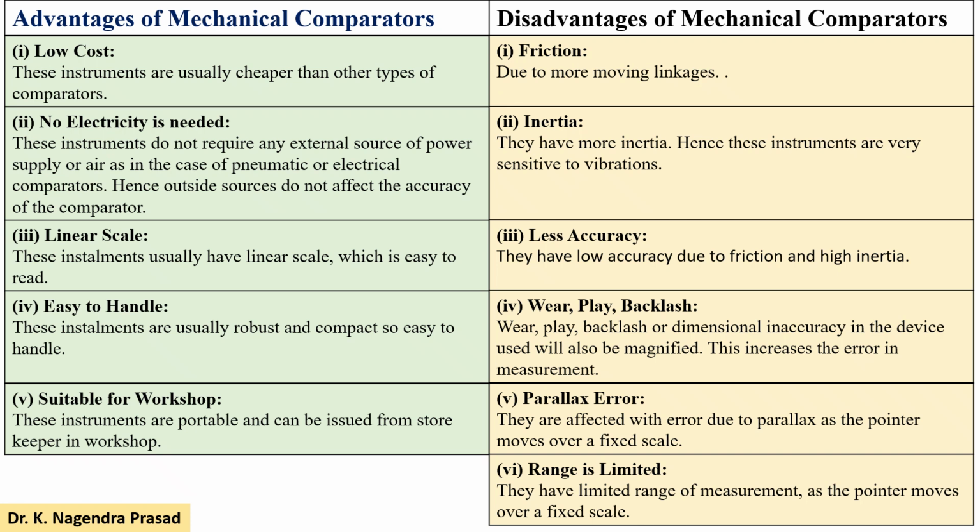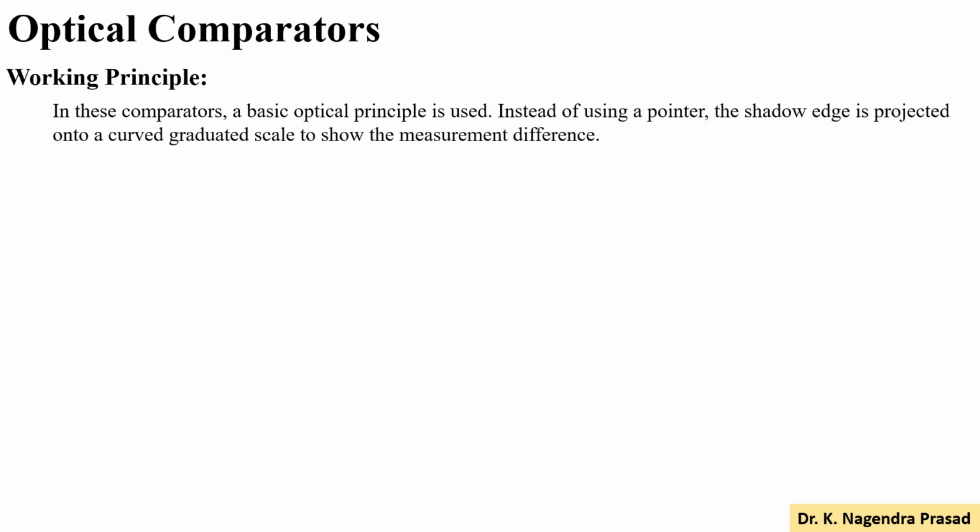So next we move to the optical comparators. First we will discuss the working principle. In optical comparators, a basic optical principle is used. Instead of using a pointer, the shadow edge is projected onto a curved graduated scale to show the measurement difference. So in optical comparators, we are not using the pointer. Instead, the shadow edge is projected onto a graduated scale, which represents the differences between the workpiece and the standard specimen.